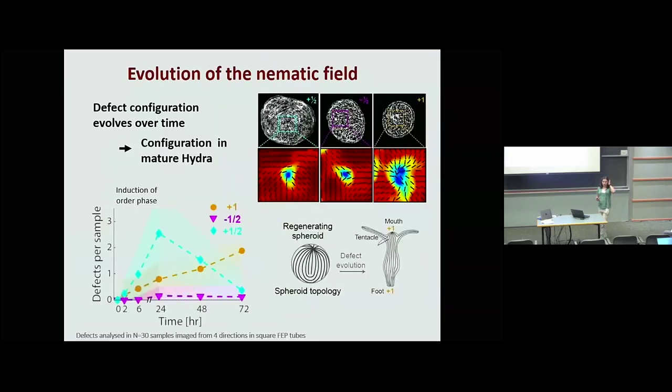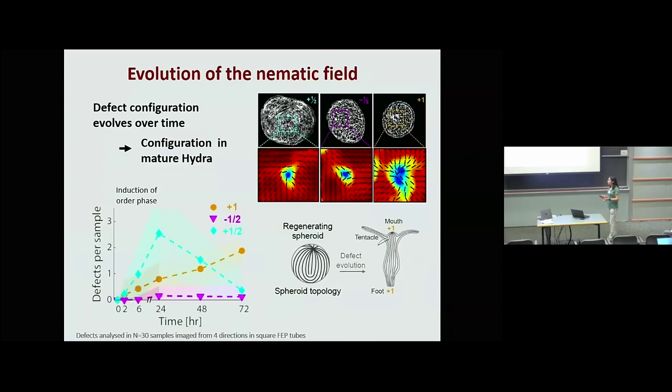Okay, so in order to do this, we wanted to follow the evolution of the defect configuration over time. So what we did is we counted the different types of defects that we saw over regeneration, over multiple samples. And so the results are summarized in the plot you see below here.